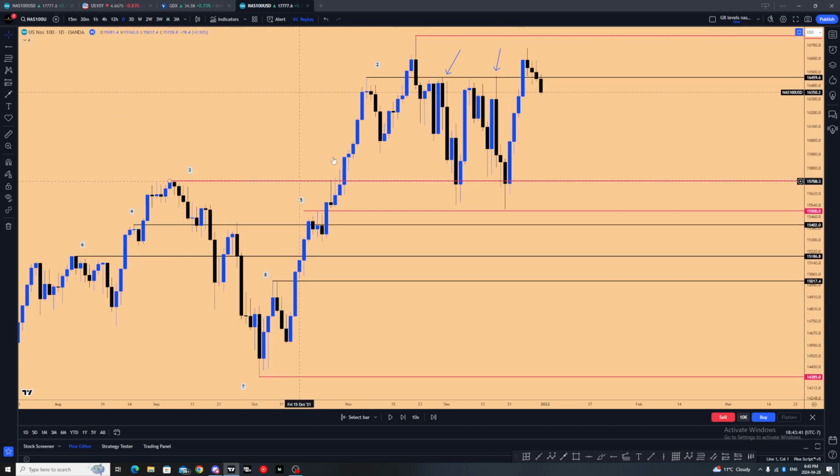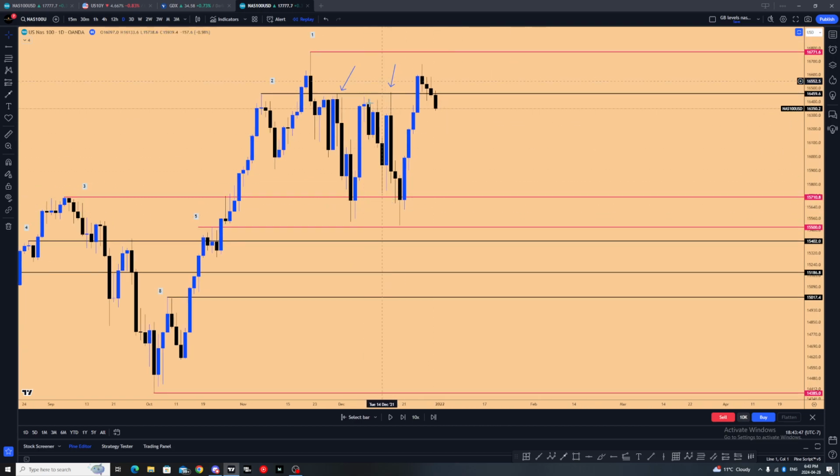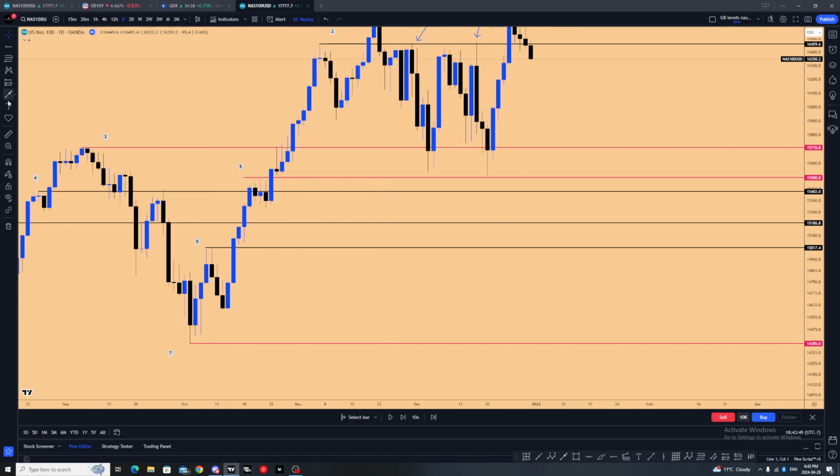Now this by itself was not defended. We went deeper into these SR levels, but the market actually violently bounced into it. Now this is where an order block is coming into play. This down candle is a bullish order block.